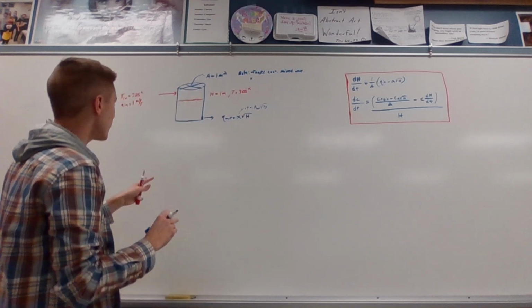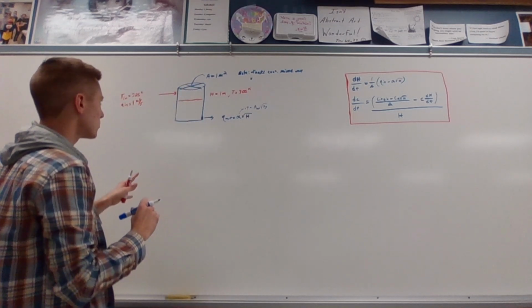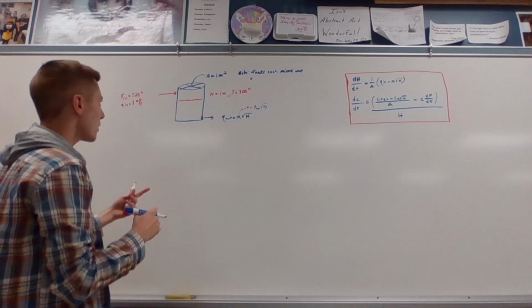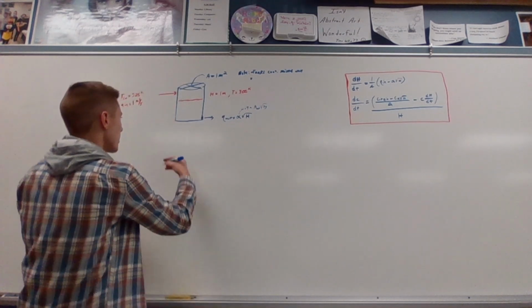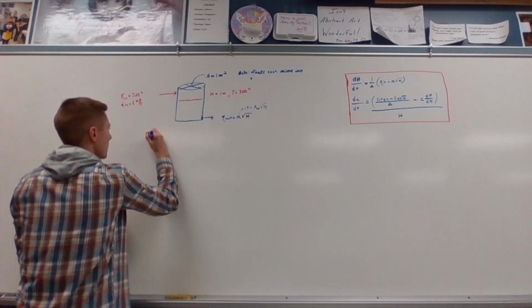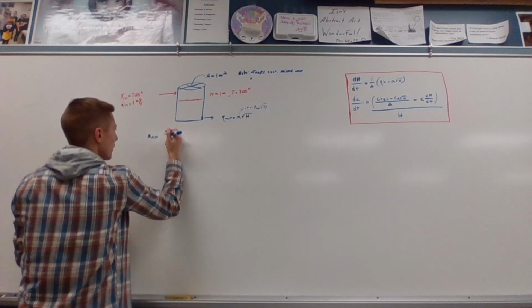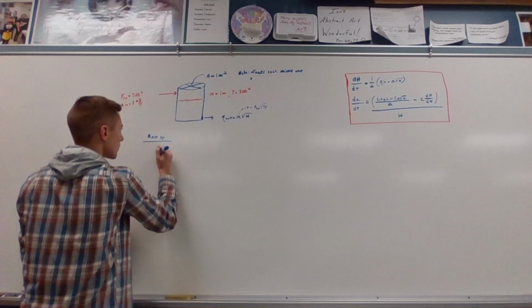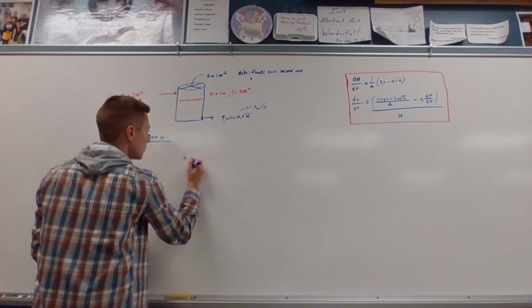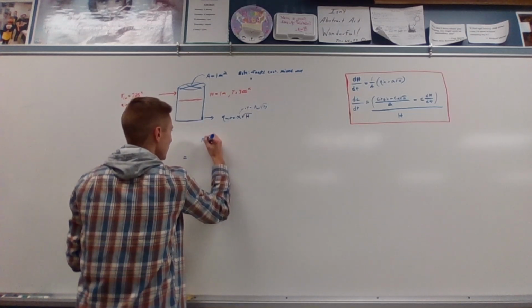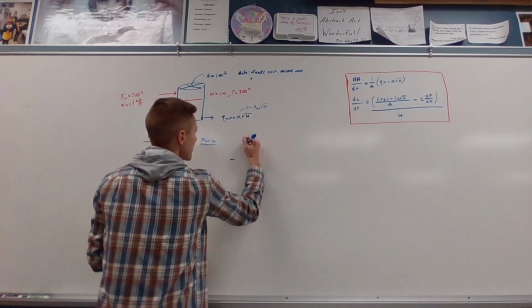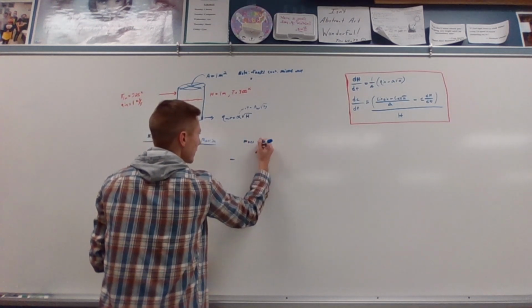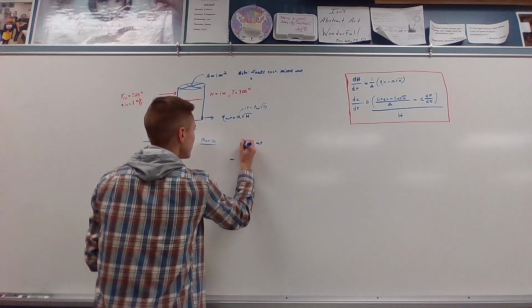Okay, so I think we've got all of our initial information out. So we can start off with the mass balance equation. So let's go ahead and say that the mass of the system is equal to the mass coming in minus the mass leaving, or exiting, so mass out.